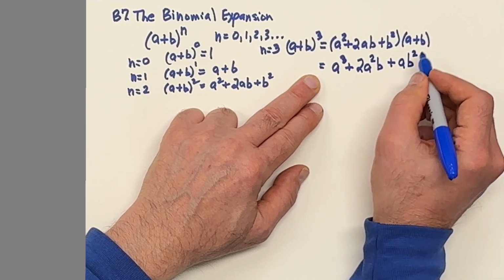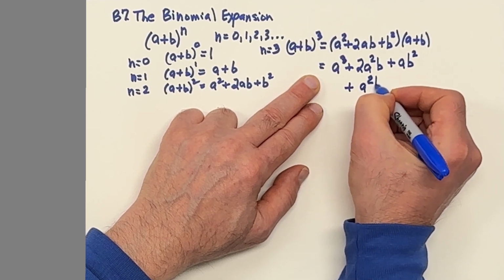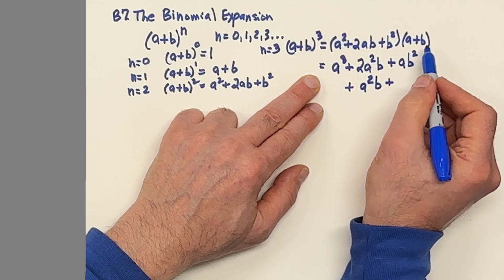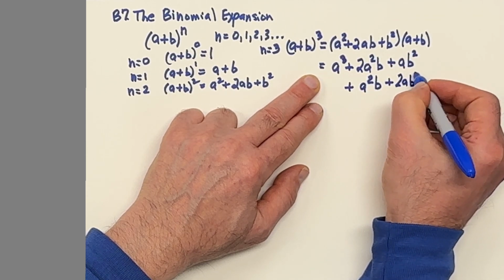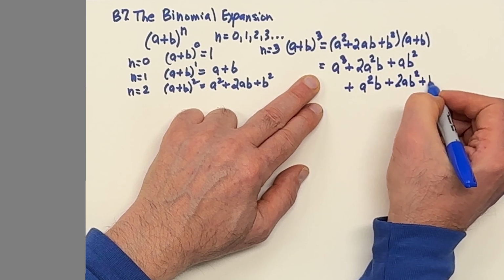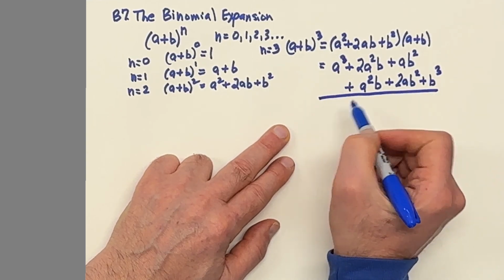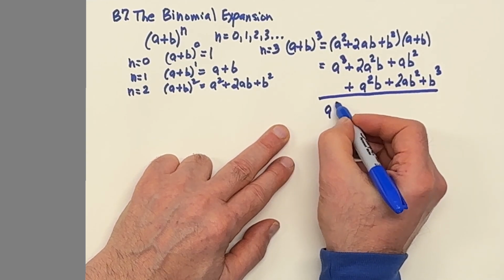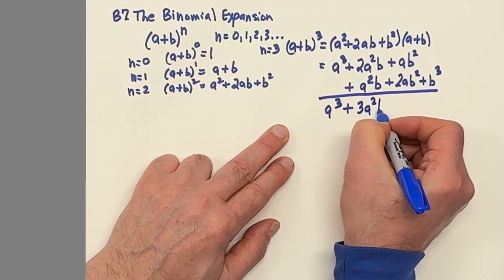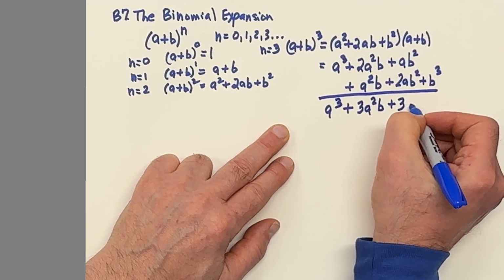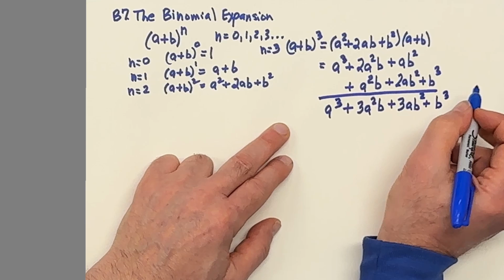Now, coming in with the b, we'd have a squared b, so that's another one of these. And then we would have here 2ab squared, so that's another one of these, well, two of them. And then we would have b cubed. So then we would add these up, and we would get a cubed plus 3 a squared b plus 3 ab squared plus b cubed.